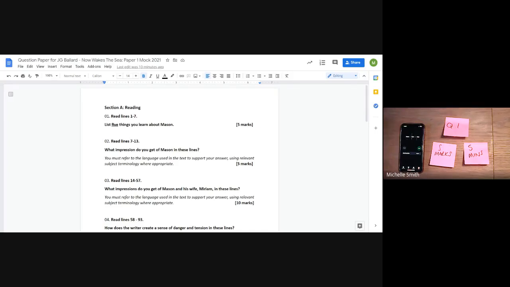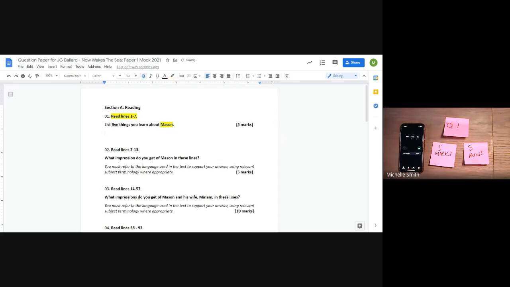First thing it tells us is to read lines 1 to 7. It then tells us we need to list 5 things we learn about Mason, and it also, in brackets, gives us 5 marks. So a couple of things we need to be aware of. Lines 1 to 7, that's really important. I would definitely highlight that. Also, the 5 things that we're listing are about Mason. I would definitely highlight that so it's in my head.